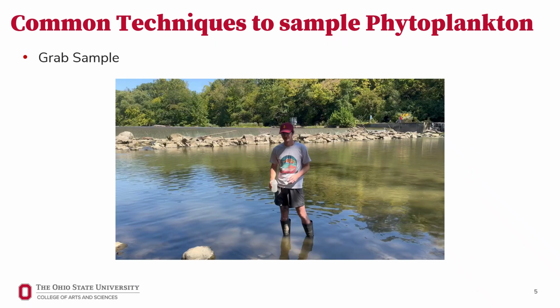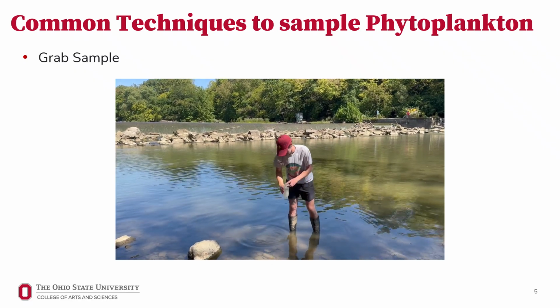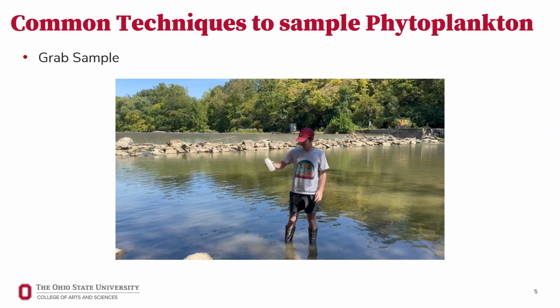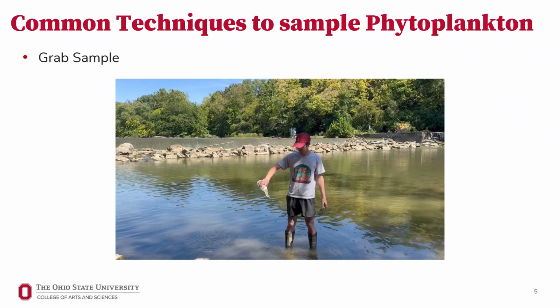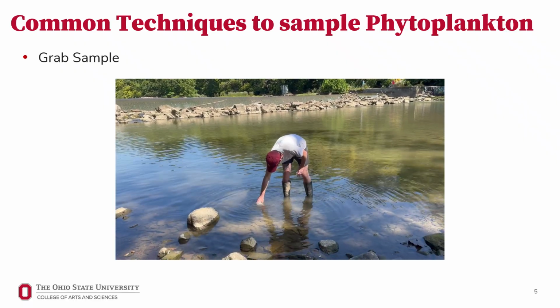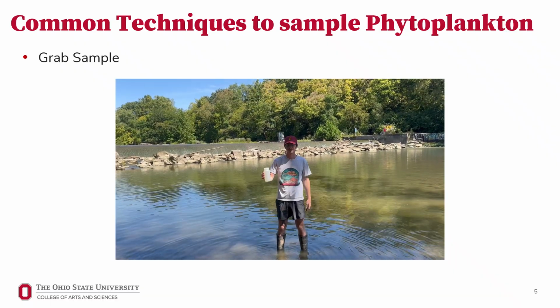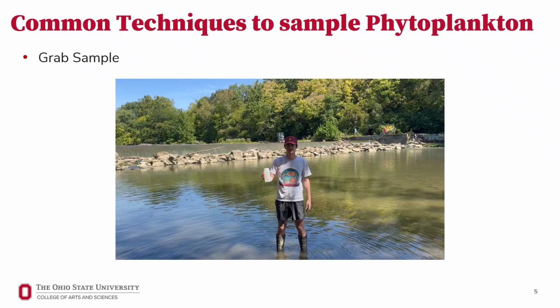The grab sample is a simple technique that is demonstrated by Ethan. First, he will grab a small amount of surface water and shake it around inside the bottle to rinse all sides of the bottle with sample. He dumps out the rinse and simply fills the bottle with surface water from the sampling site.